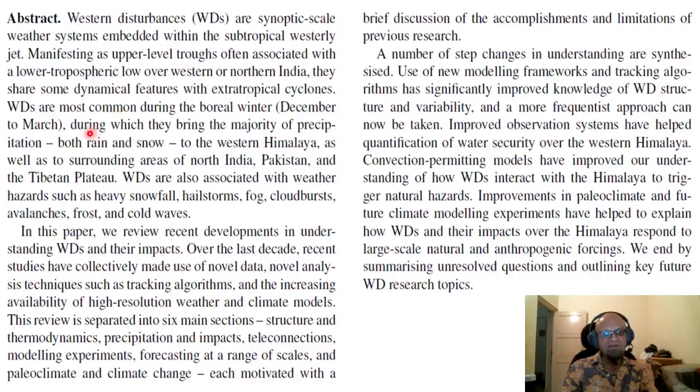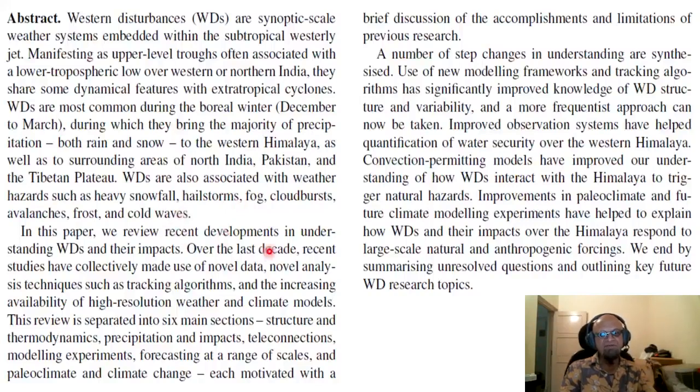WDs, as we'll call them, are most common during the boreal winter, December to March, during which they bring the majority of precipitation, both rain and snow, to the western Himalaya as well as the surrounding areas of North India, Pakistan, and the Tibetan Plateau. So they can go around to the Tibetan Plateau or come towards the south into northwestern India and Pakistan and so on. WDs are also associated with weather hazards such as heavy snowfall, hailstorms, fog, cloudbursts, avalanches, frost, and cold waves. To the extent that they are cyclonic systems, it's not surprising that they are causing these things.